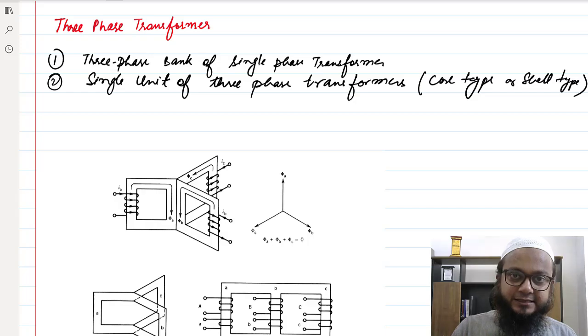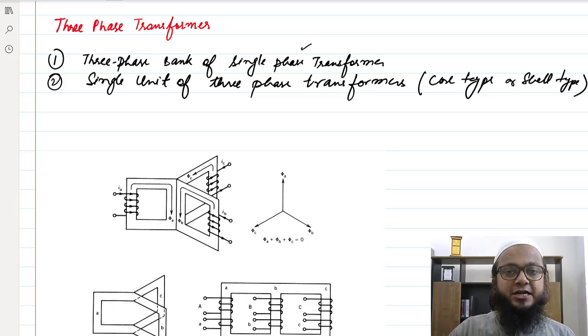Obviously for the connections as well, bushing requirements are there, right? For a bank of three single-phase transformers, you would be having at least 12 bushings, 12 terminals, and terminals are bushings only, right? So that would be a costly thing. But if I'm using a single unit of three-phase transformer, I would be having only 6 terminals. So this is very well clear, right?